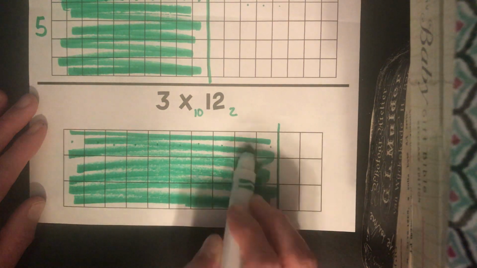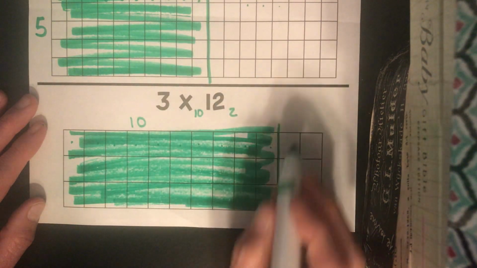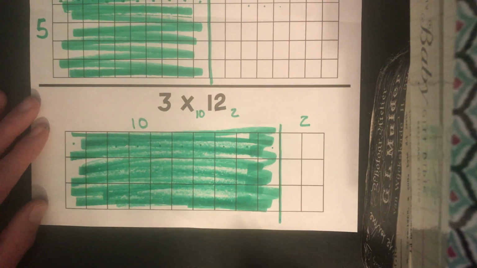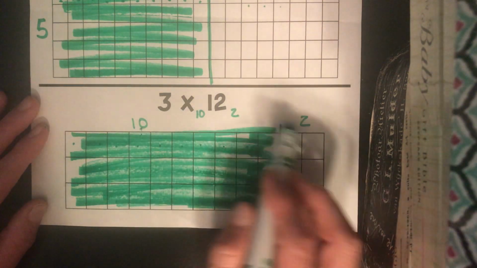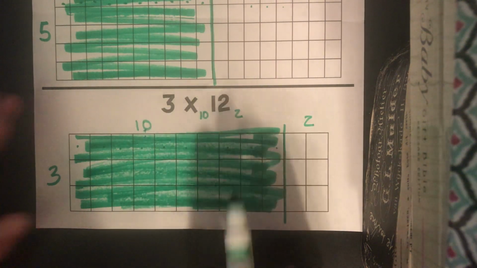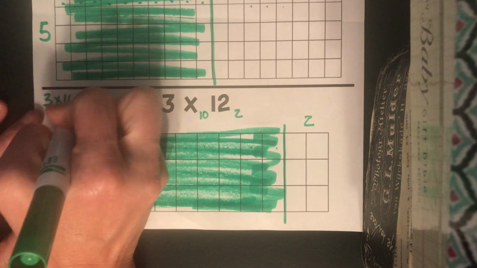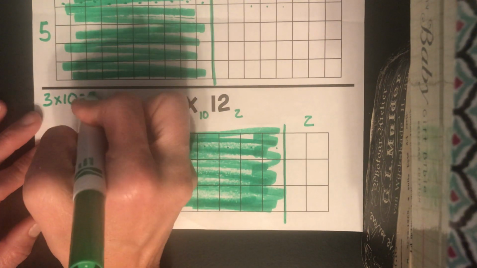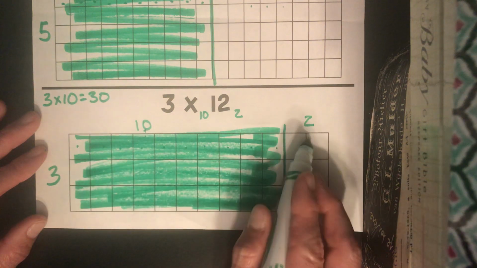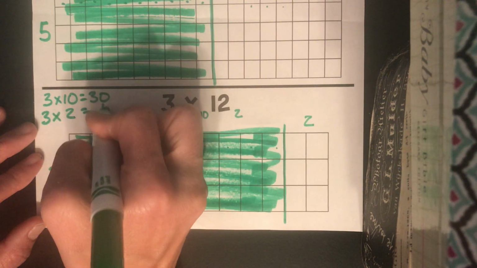The only reason I'm shading is so we can see a difference. We can see we've got our 10 columns here and our 2 columns left over. We're going to multiply 10 by 3 and 2 by 3. So, making it a lot easier than 3 times 12. 3 times 10, we know that one. 30. And then we're going to do 3 times 2. We know that one is 6.